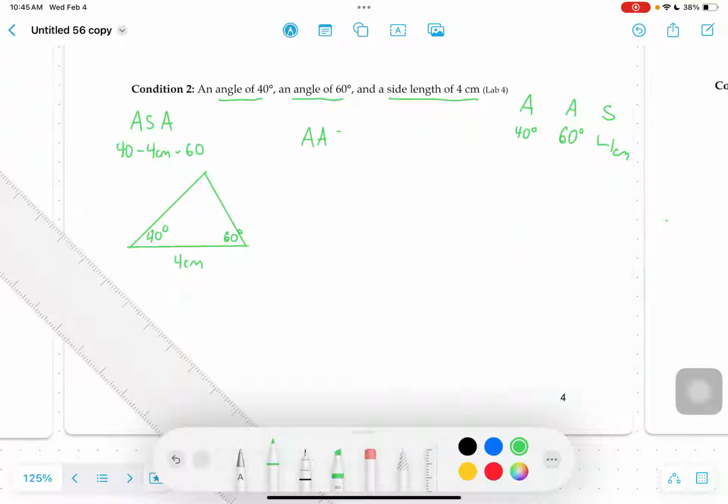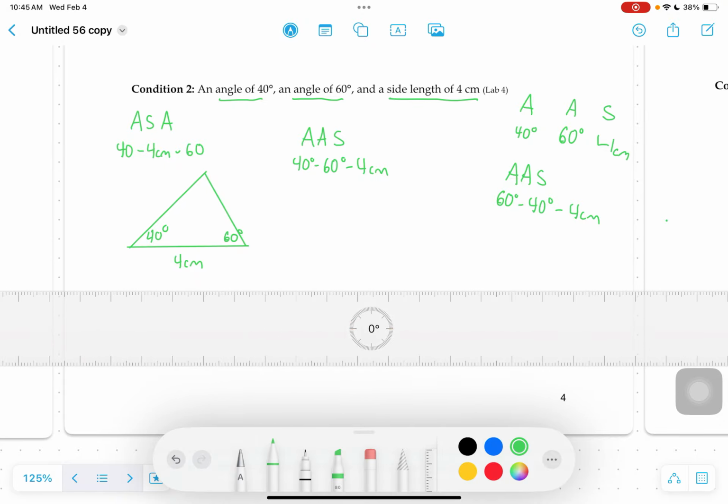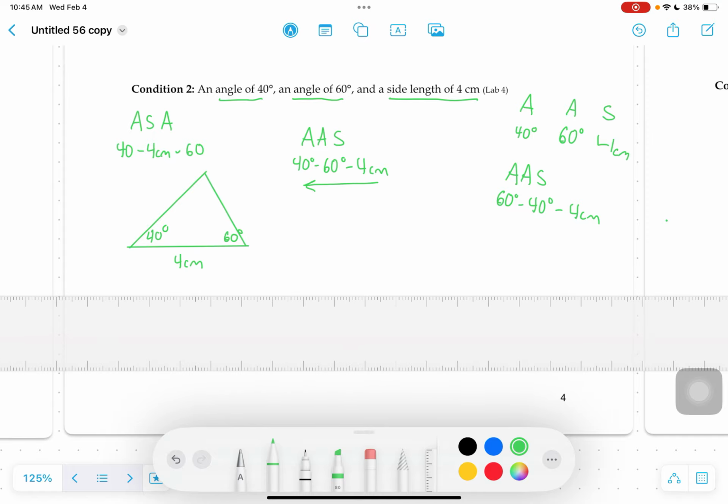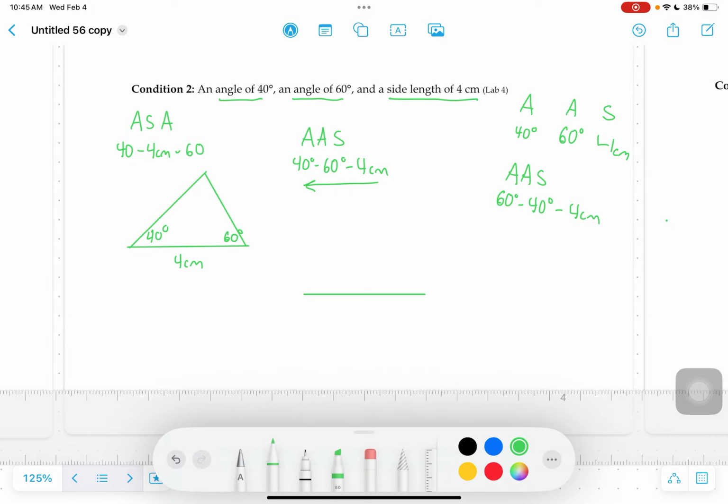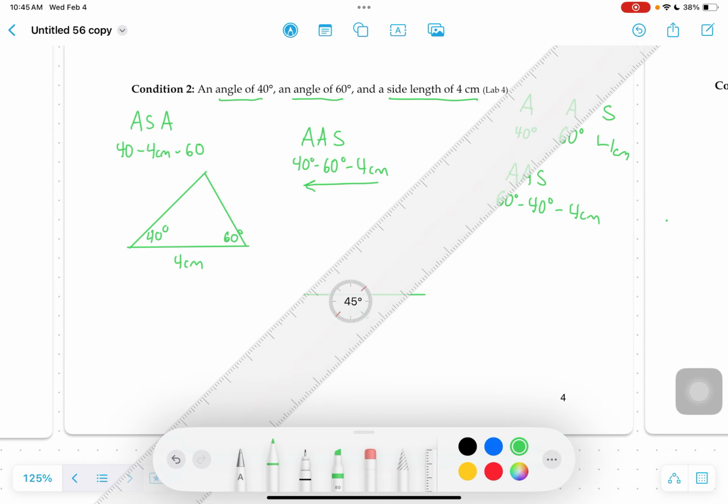Now we can do angle, angle, side triangles. I can do 40, 60, 4 centimeters. And I can also do the other way around. I can swap the order of the angles, 60, 40, 4 centimeters. Let's draw each. I like to draw them going this way so it's a little bit easier. Draw my 4 centimeter base. Draw one of my angles as 60 degrees.